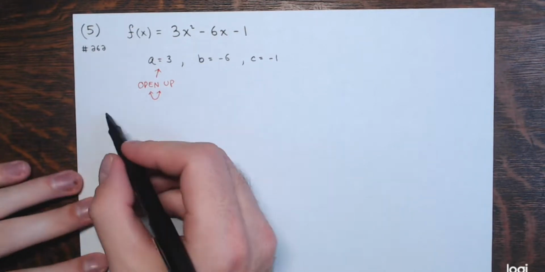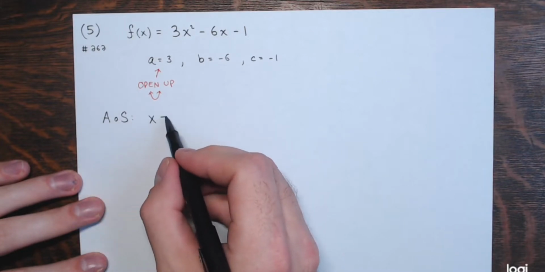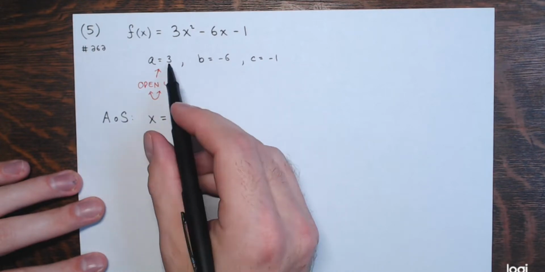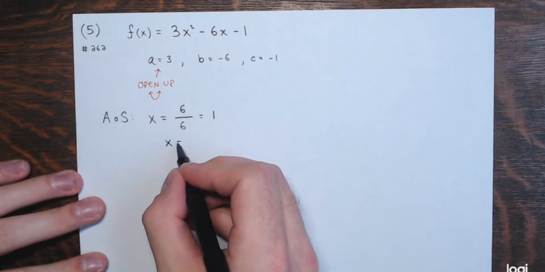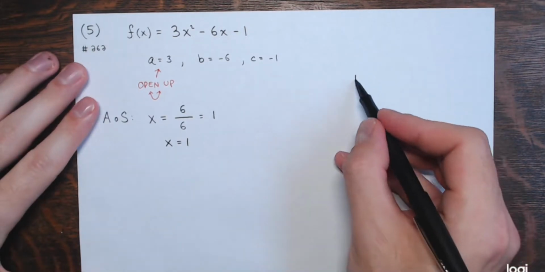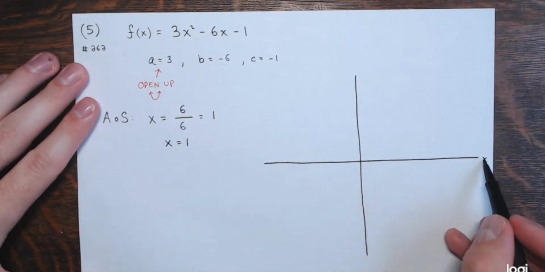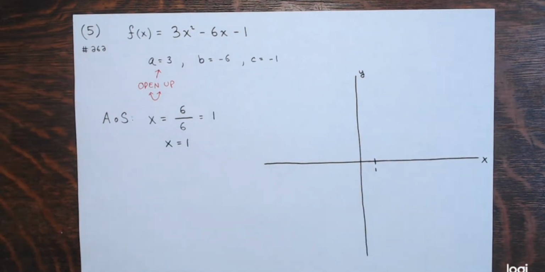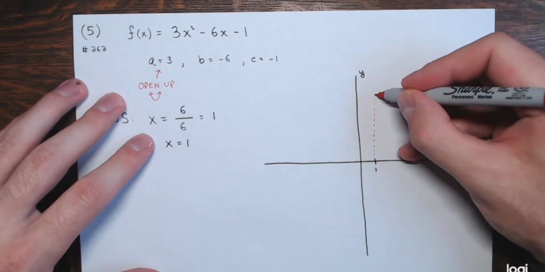All right, now let's find the axis of symmetry, AOS, right? That's x equals the opposite of b, so positive 6 in the numerator, divided by 2 times a. 2 times 3 is positive 6. 6 divided by 6 is 1. So the line x equals 1 is the axis of symmetry. So again, I'm going to make a drawing over here of the xy coordinate plane. Go to x equals 1. Make a little dotted vertical line. This is the axis of symmetry for this parabola.